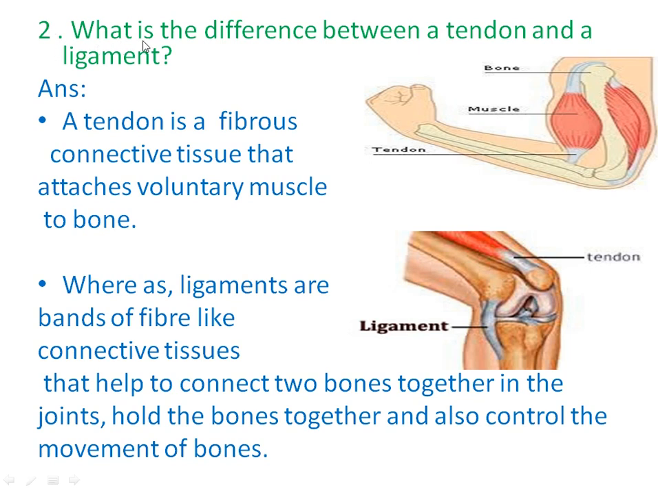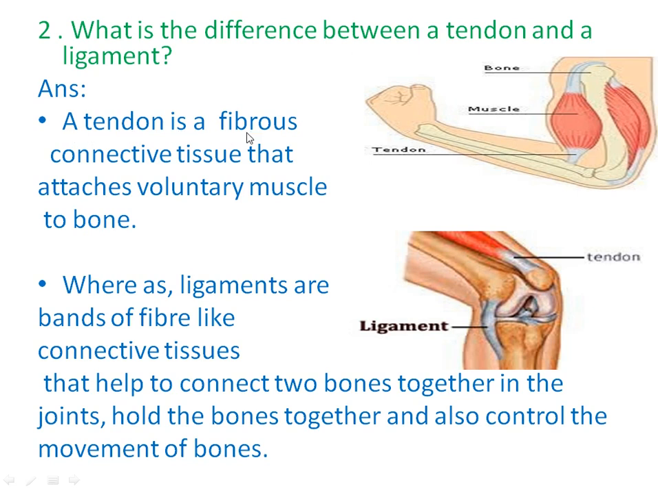Second question. What is the difference between a tendon and a ligament? The answer: a tendon is a fibrous connective tissue that attaches voluntary muscles to bone. See, what does fibrous connective tissue do? It supports and holds bones, and protects muscles and other tissues. This is all that fibrous connective tissue does.